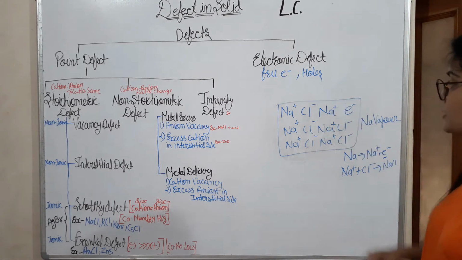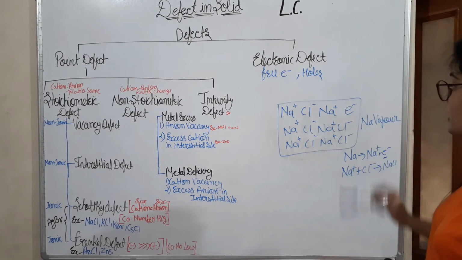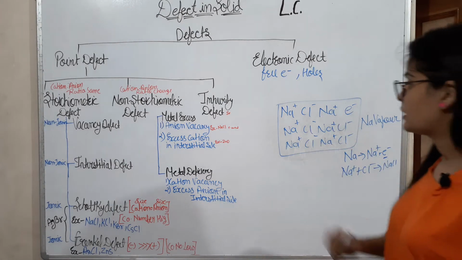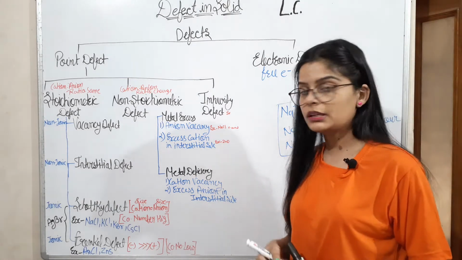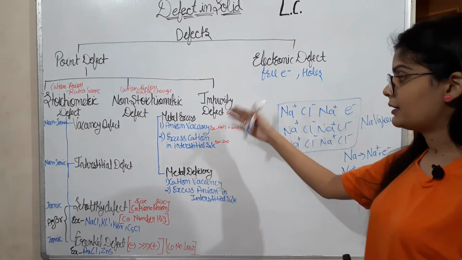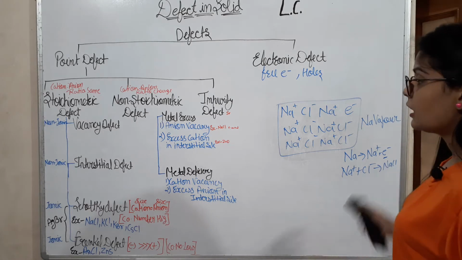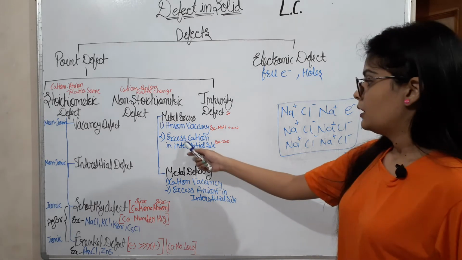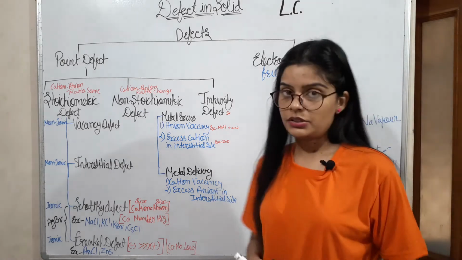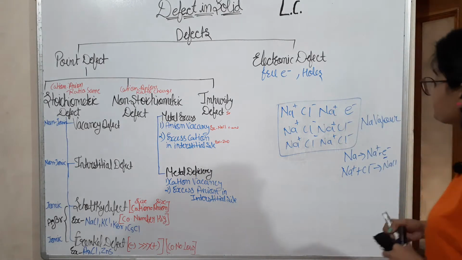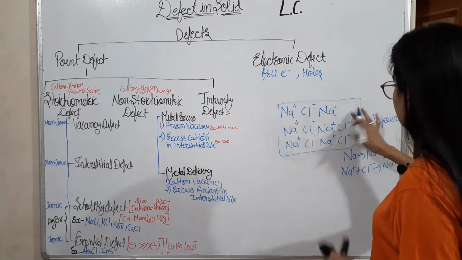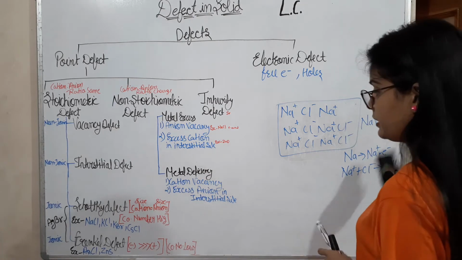It means cation numbers are increased: 1 2 3 4 5 anions and there are 6 cations. So cation numbers are increased. It means anion vacancy, metal excess is here. Now in another, excess cation in interstitial site, we will take another example.